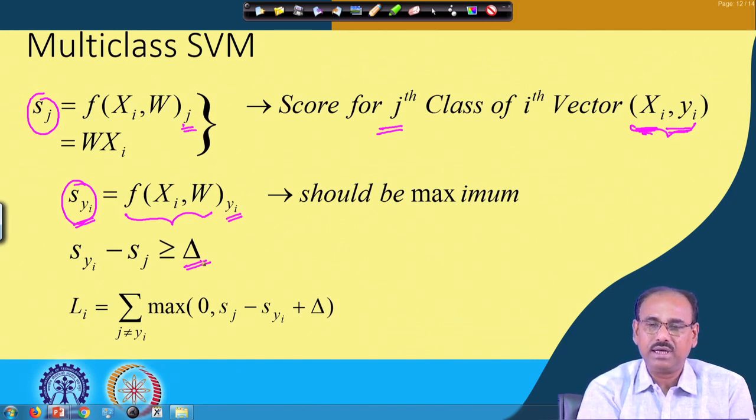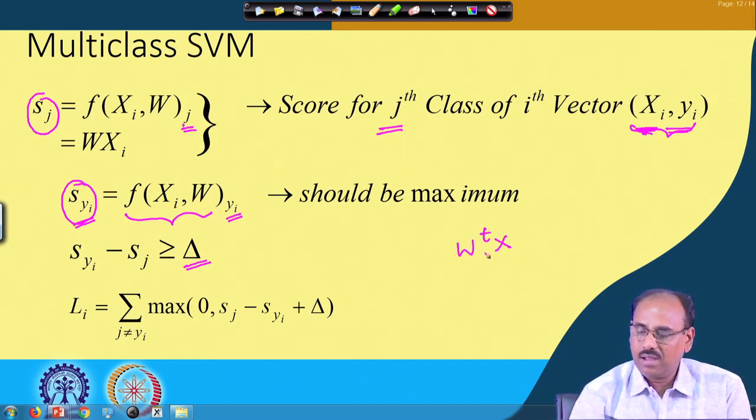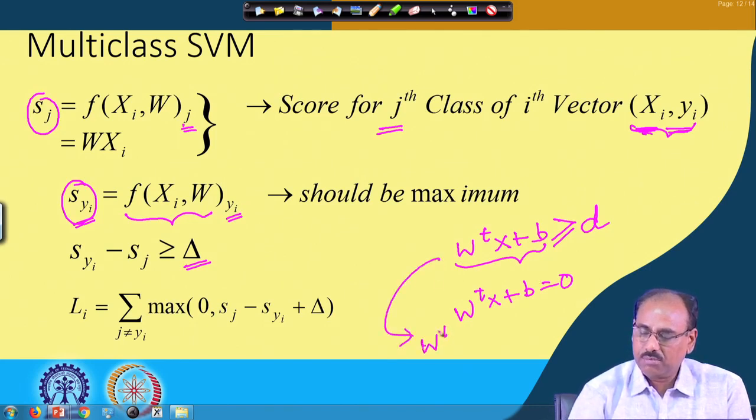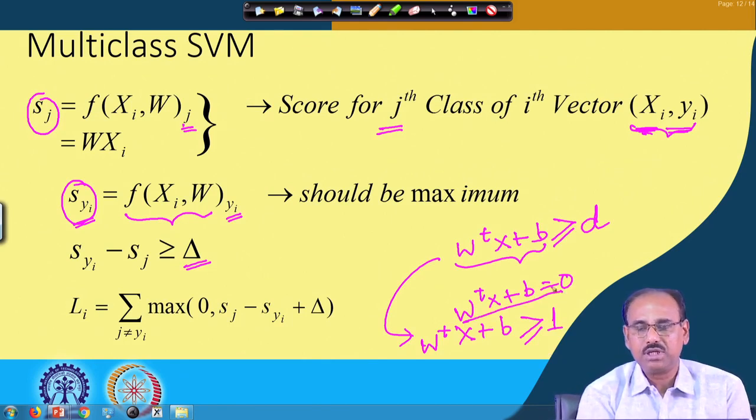You remember what we did in the case of the support vector machine: W transpose X plus some bias B, we assumed, has to be greater than some minimum threshold D. And what is this W transpose X plus B? It gives an idea of the distance of the vector X from the plane W transpose X plus B equal to 0. With normalization, we can always write this in the form W transpose X plus B greater than or equal to 1. So, from the boundary W transpose X plus B equal to 0, the normalized distance of my training vector must be greater than or equal to 1, and that is the margin.